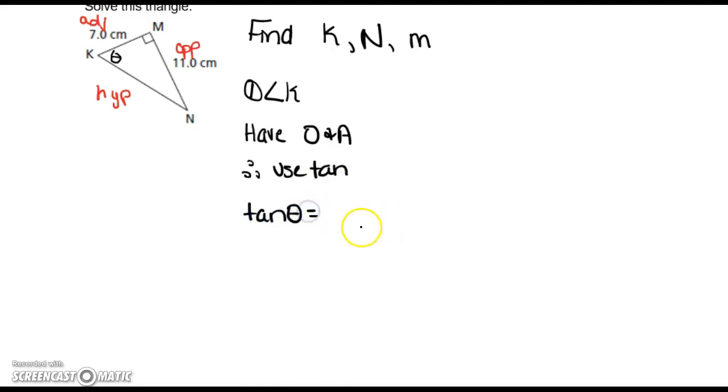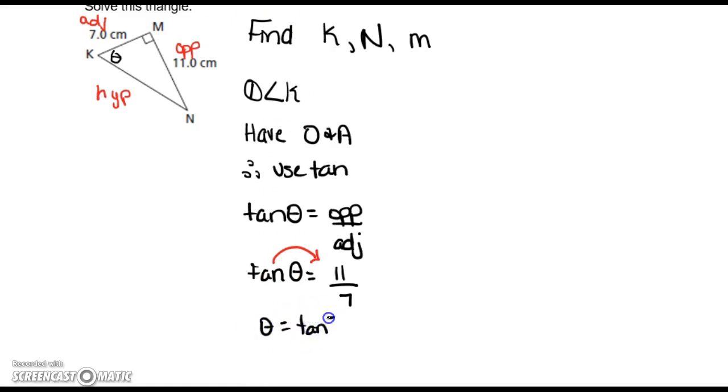So I'll start by writing my formula. I have tan of theta is equal to my opposite over adjacent. You can either leave theta as it is, or you can replace it with the letter K. Either way, it's up to you. Just make sure your final answer shows angle K as your answer. So tan of theta is equal to my opposite, which is 11, over my adjacent, which is 7. I want to get theta by itself, so I need to move tan over, which means I have to take the tan inverse of my right side. So tan inverse of 11 over 7.